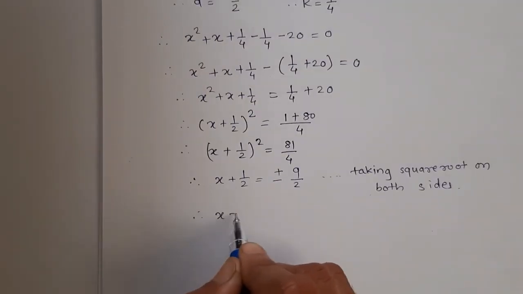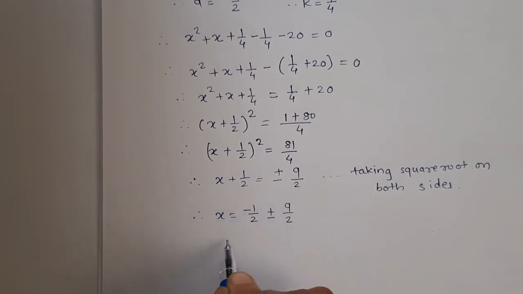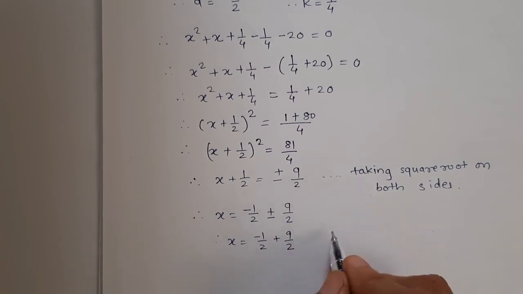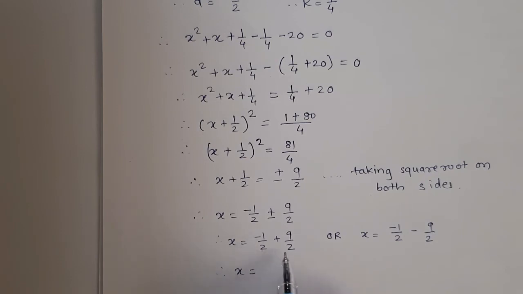Therefore, x equals minus 1 upon 2 plus minus 9 upon 2. Therefore, x equals minus 1 upon 2 plus 9 upon 2, or x equals minus 1 upon 2 minus 9 upon 2. Now your denominators are the same, so we directly add the numerators. Minus 1 plus 9 upon 2, or x equals minus 1 minus 9 upon 2.